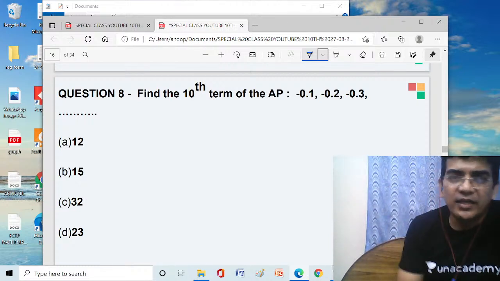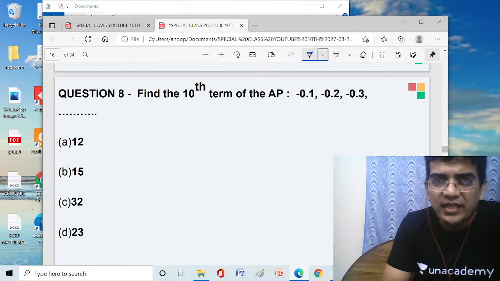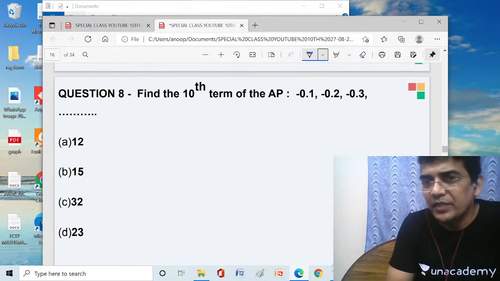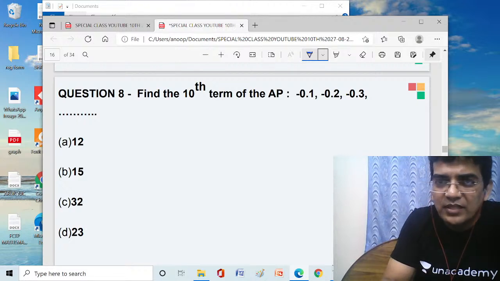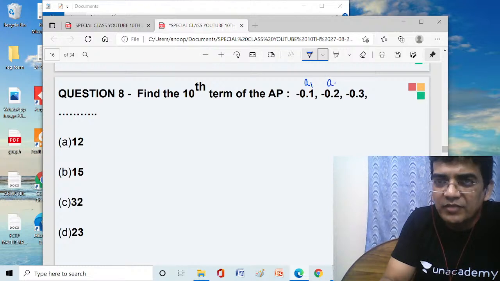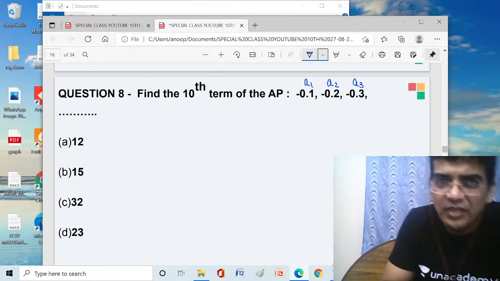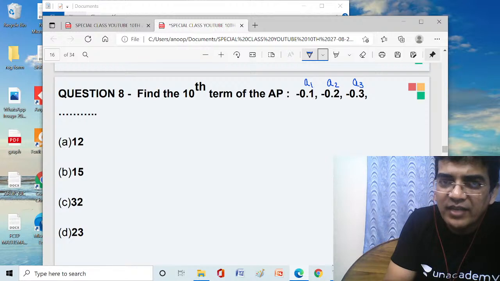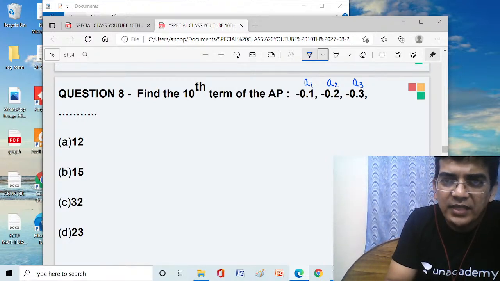Okay, in the next question again, you can see it's very much similar to the previous one. They are saying find the 10th term of the AP and they have given you the first three terms. So you can say A1 is given to us, A2 is given to us, A3 is given to us. The first three terms are given to you and they are asking for the 10th term. So you can say value of n is also given.